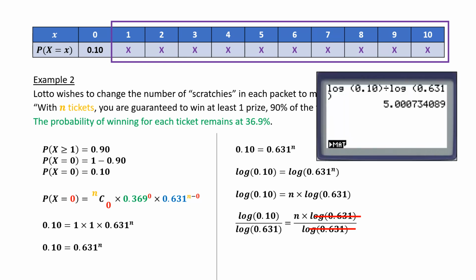And we can grab a calculator and work out the log of 0.10 divided by the log of 0.631. We're going to round it sensibly and say n is equal to 5. And our claim is now, with 5 tickets, you are guaranteed to win at least one prize 90% of the time.